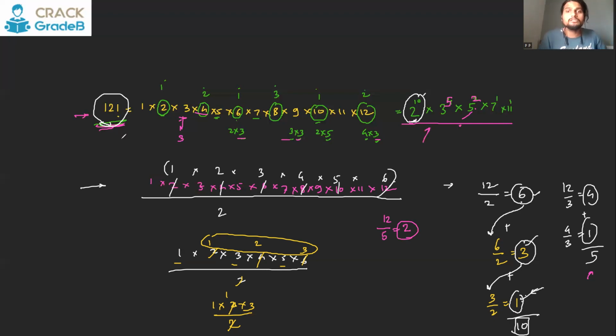But in case of trailing zeros, our duty is to find only the number of 5s. So if I ask you how many trailing zeros are there in 24 factorial, all you have to do is divide 24 by 5. The complete quotient will be 4. That's why there will be only 4 trailing zeros. Easy?